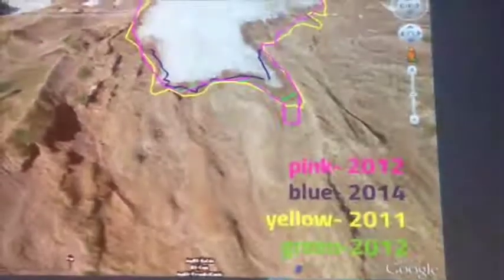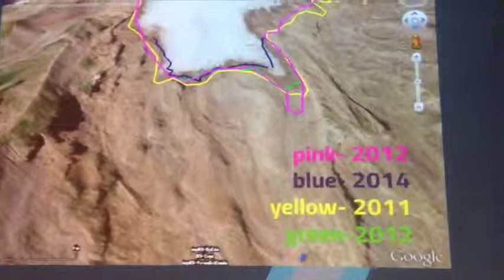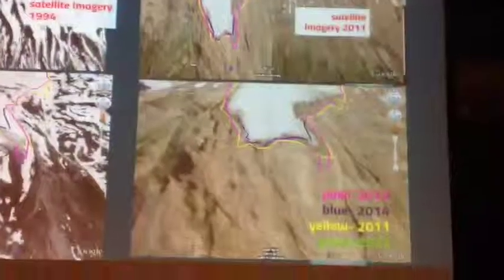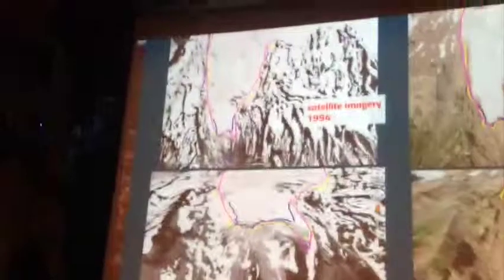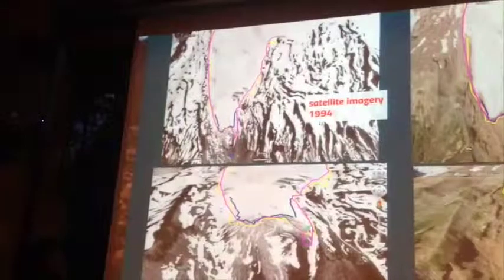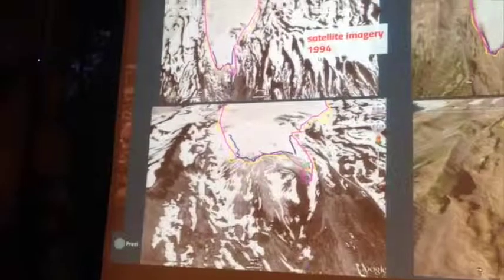And there are two different types of pictures, two from 1994 and two from 2011. And if you see in the 1994 images, the glacier is a lot wider and there's a longer terminus. So there is definitely, the glacier has receded quite a bit. And that's what we discovered.